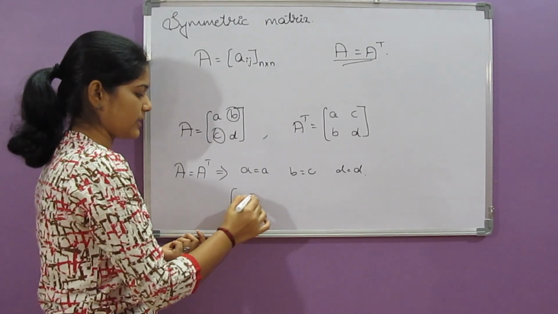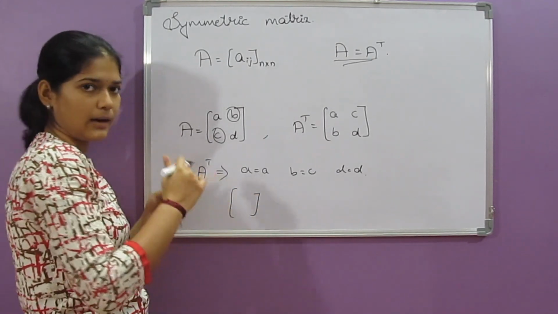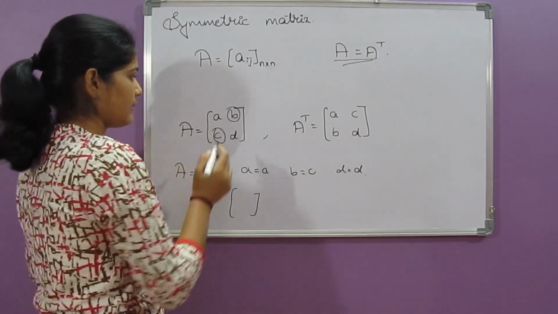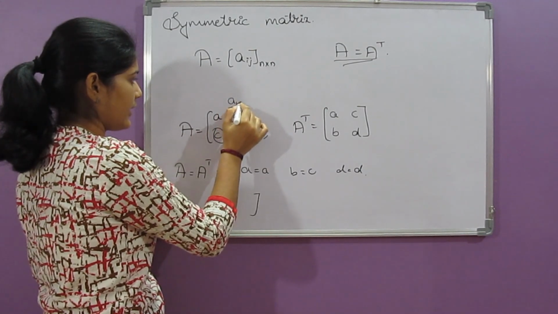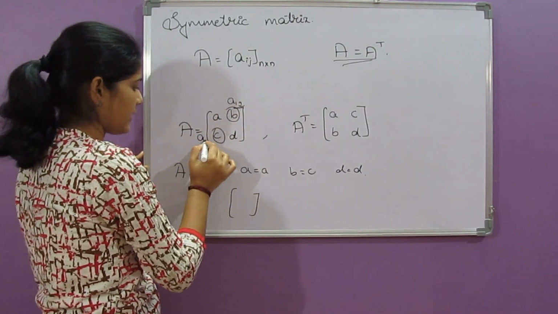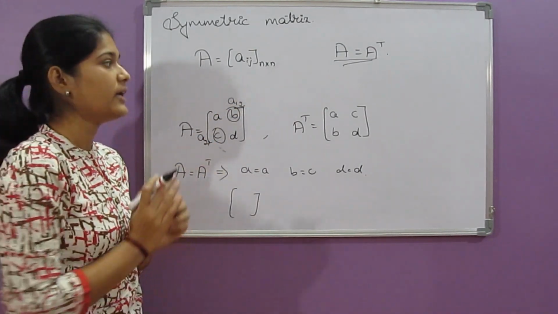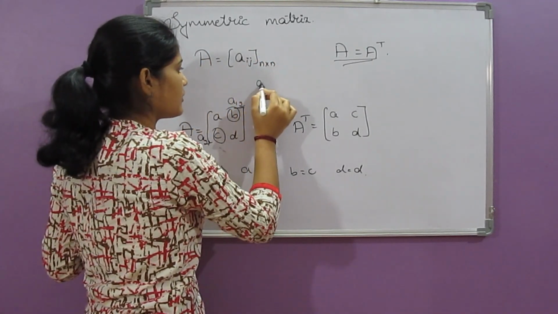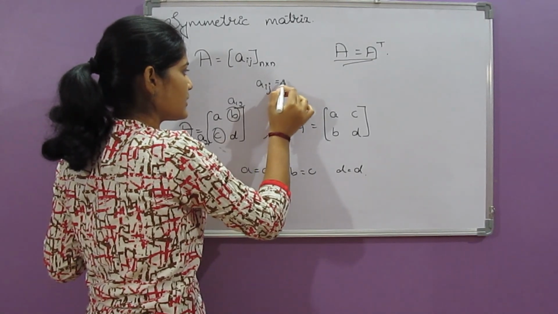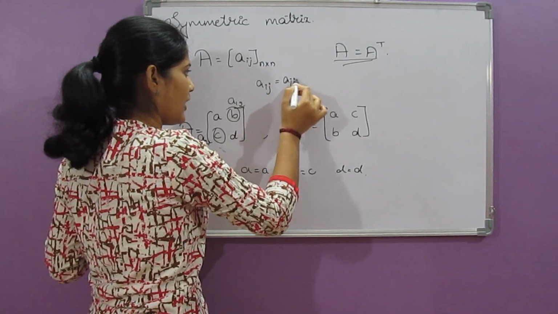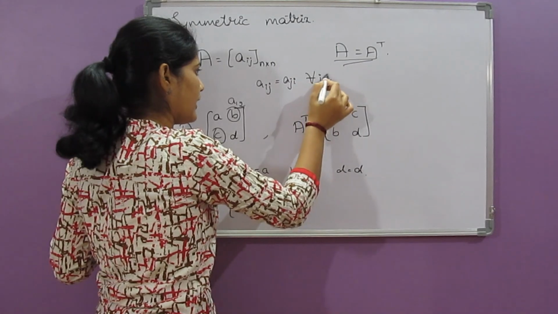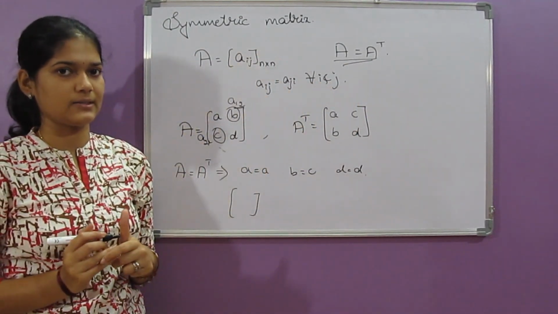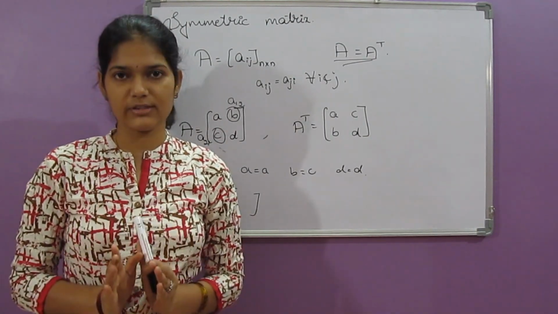That is, in general, all the upper triangular and lower triangular entries must be equal. That is, this is the entry a12, this is a21. In general, a matrix A is said to be symmetric if aij is equal to aji for all i, j. This is the condition for symmetric matrices. Now, let's move on to the skew-symmetric matrices.